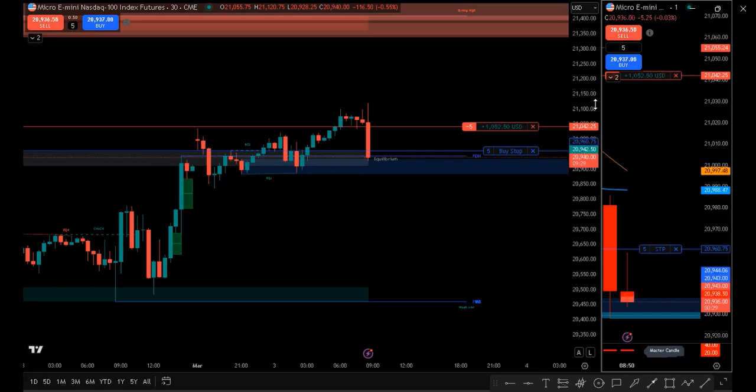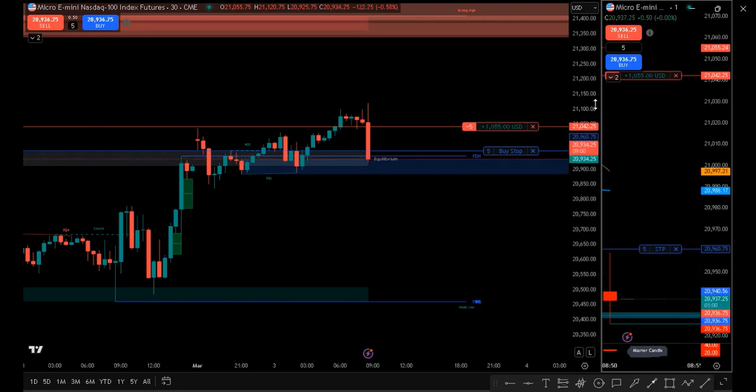So I'm going to wait and see what price decides to do here. Looks like it wants to break, but who knows? I have my stop loss set either way, so I'm going to sit back and enjoy the show.